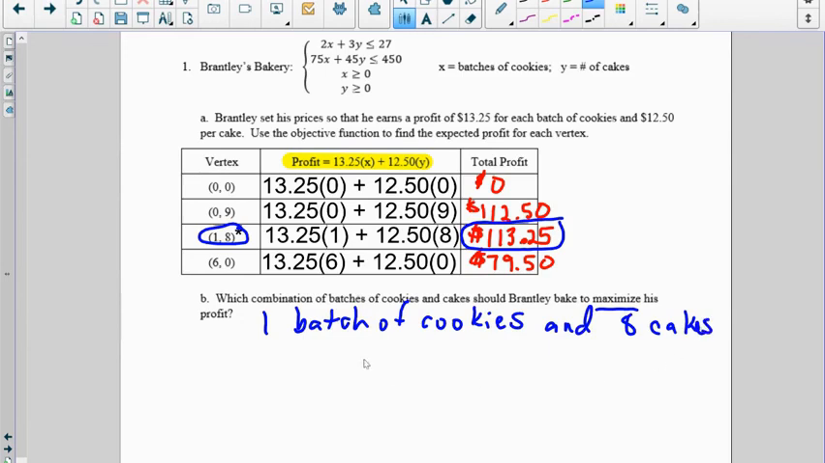So which combination of batches of cookies and cakes should Brantley bake to maximize his profit? Because this was the highest number, we want to say it's 1 batch of cookies and 8 cakes. So that's what he should do if he wants to make the most money. Anything other than that, and he's not going to make $113.25. It's going to be something less than that.